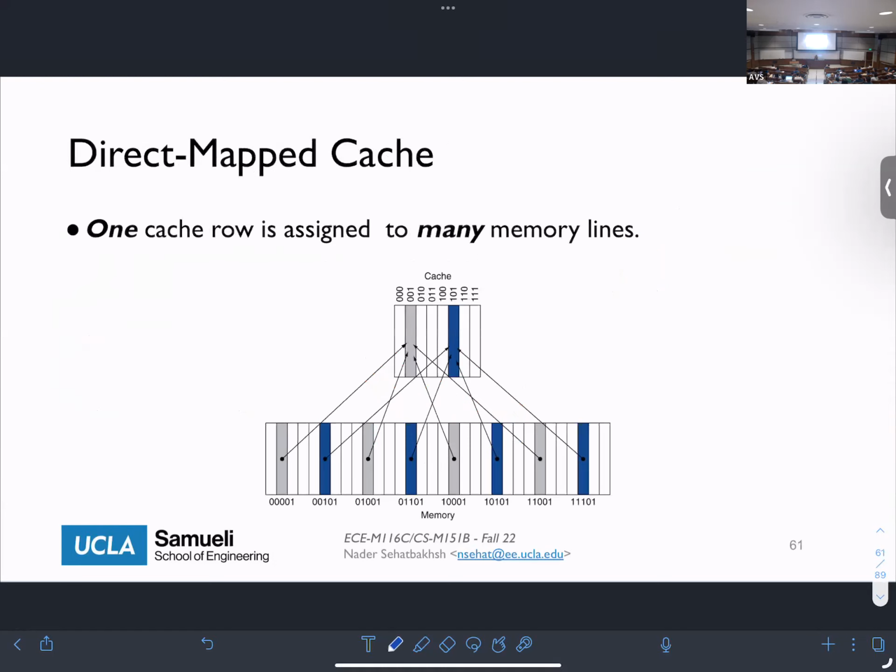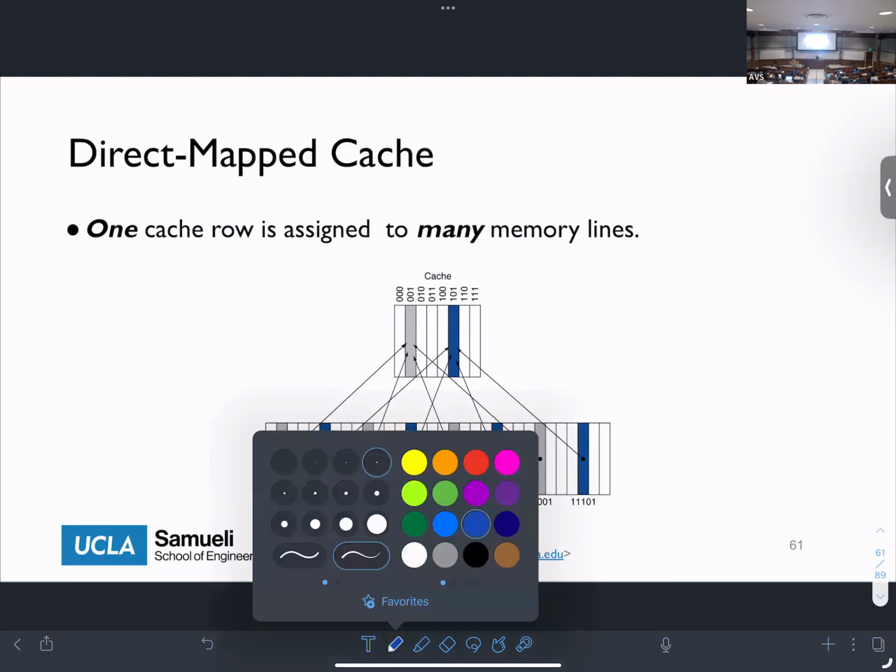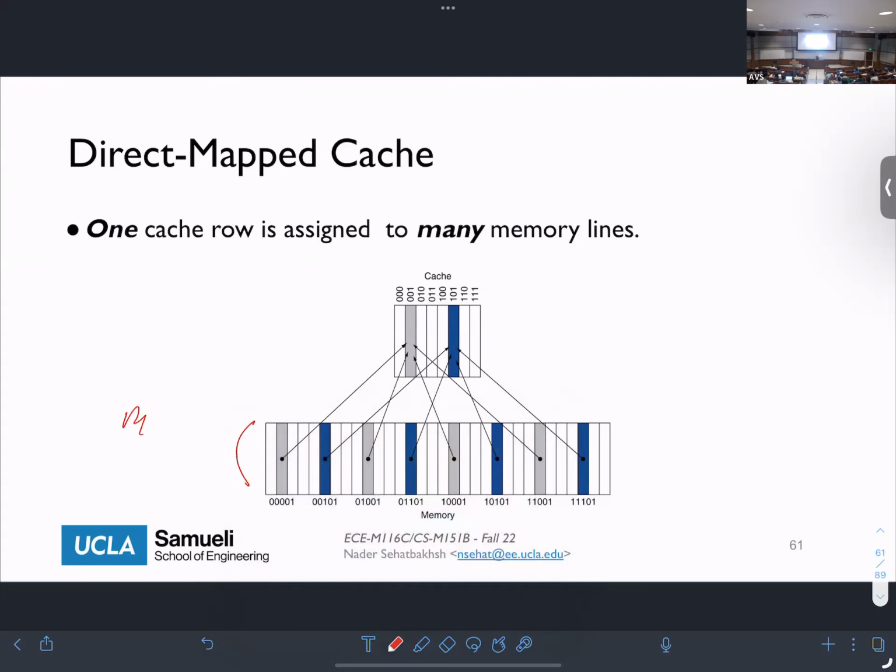Okay. So the one where we assign each row to a specific index, we call that a direct map cache. The name is basically suggesting that you're directly mapping your cache into a specific row. So think about this: this is your memory, and this is your cache. Your memory is much bigger than your cache.